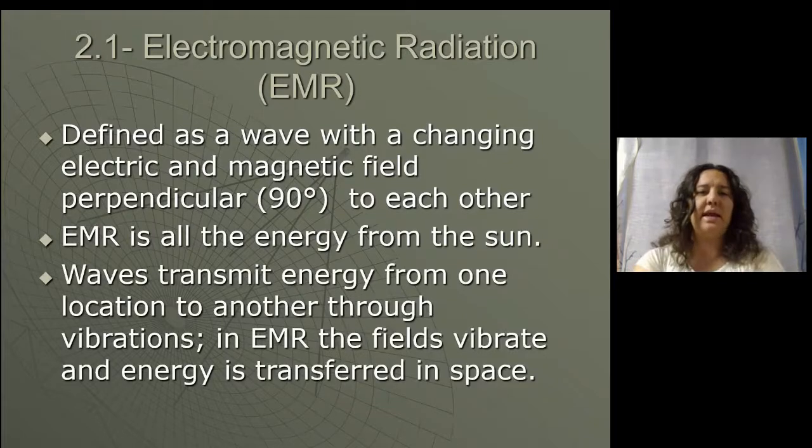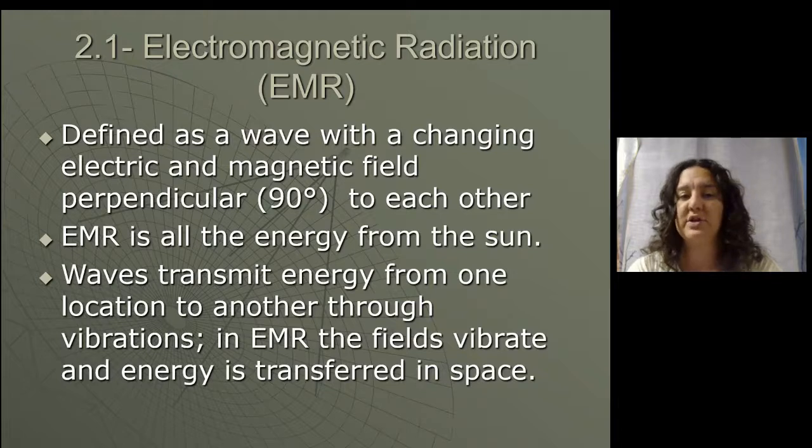Electromagnetic radiation, or EMR, is a wave with a changing electric and magnetic field that are perpendicular to each other. So one goes, in essence, north-south, the other one travels east-west. Electromagnetic radiation includes all of the energy that we receive from the sun. These waves are able to transmit energy from one location to another through vibrations. So the fields vibrate and then the energy is transferred through space.